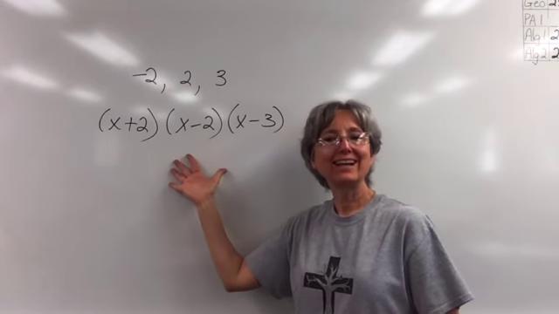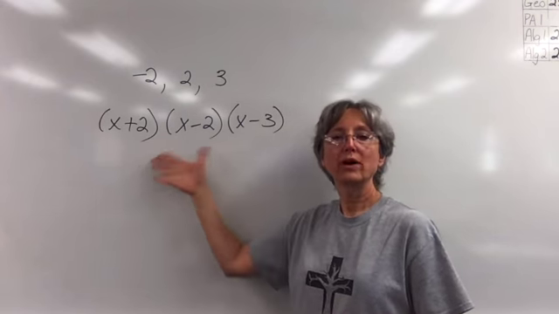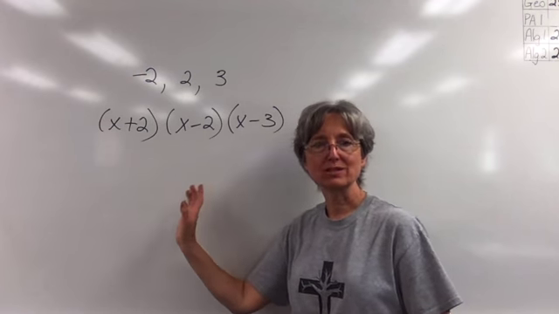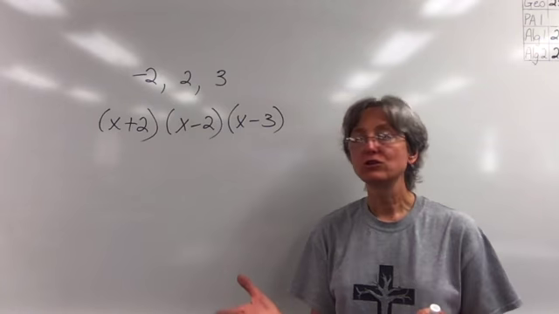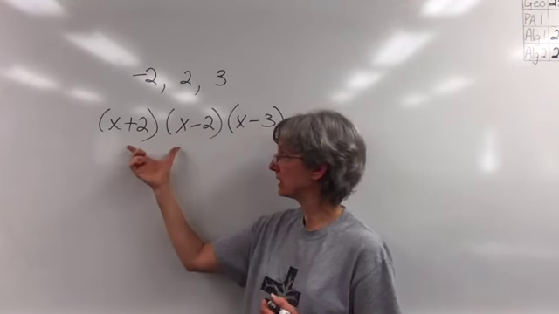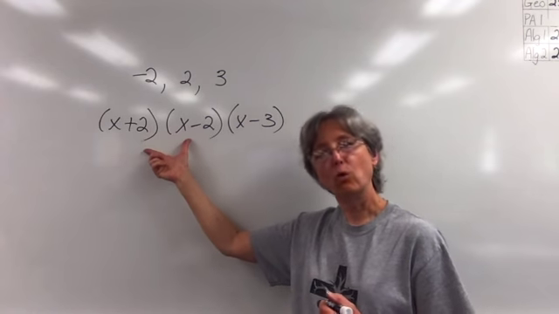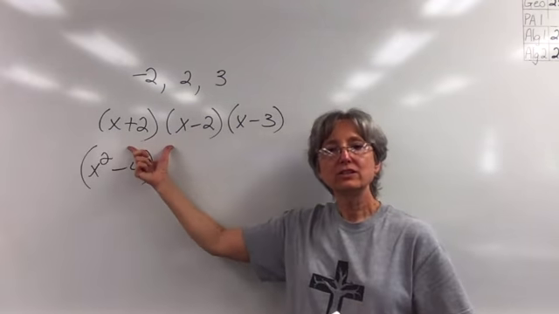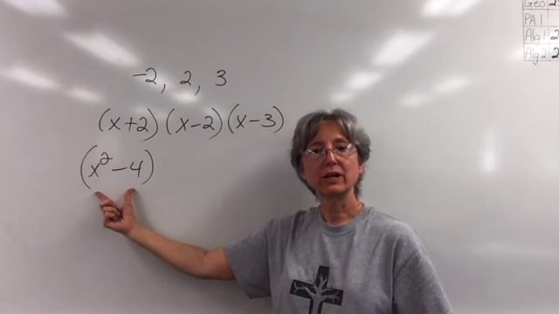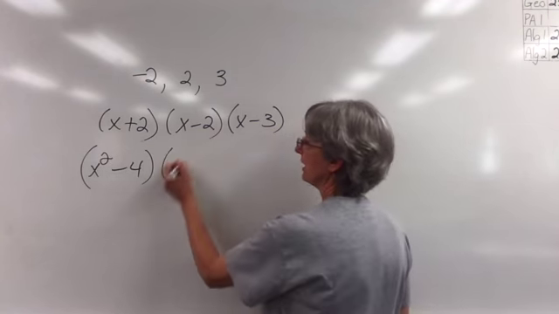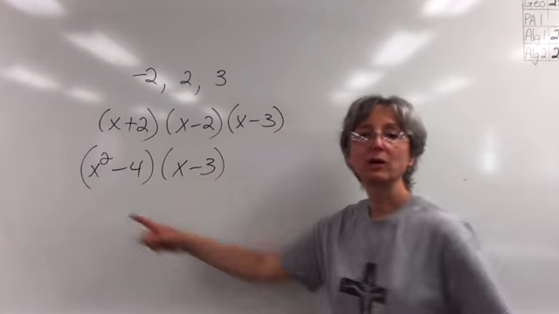You, however, are not going to leave it in factored form. What they want is this whole polynomial multiplied out. How do you do that? So first, take 2 at a time. Take these 2, since these are a matching pair, and FOIL them. These 2 FOIL out to be x squared minus 4. Now I will take that and multiply it by x minus 3, and I will FOIL that.